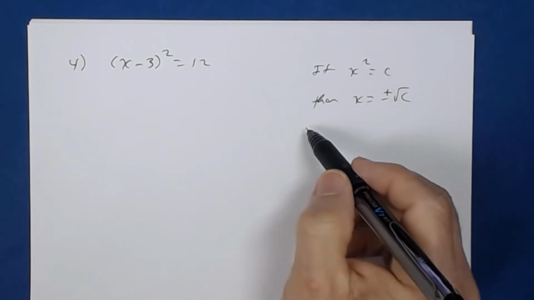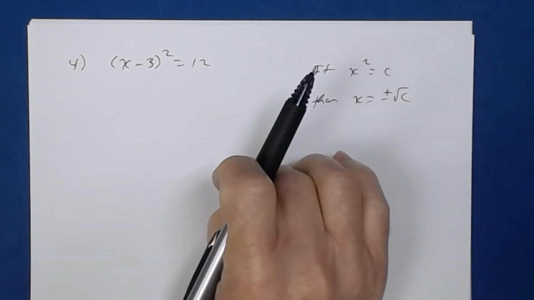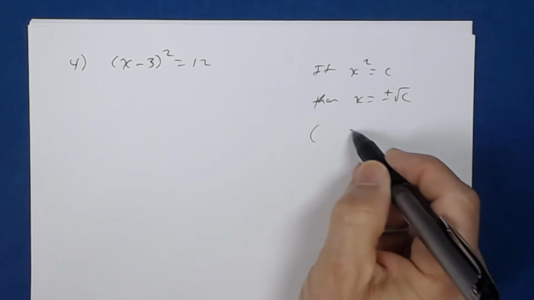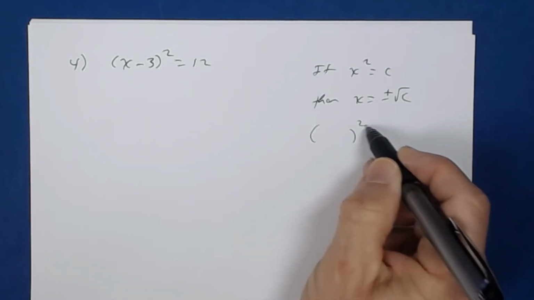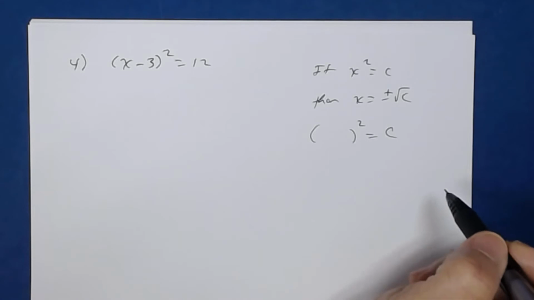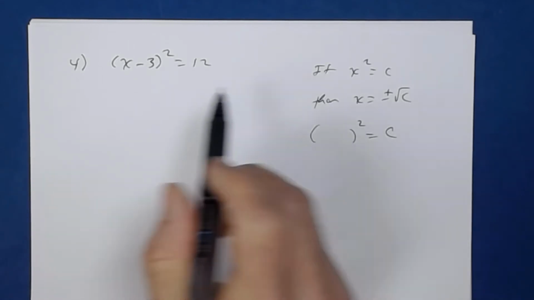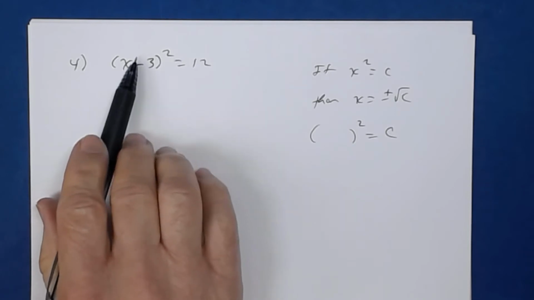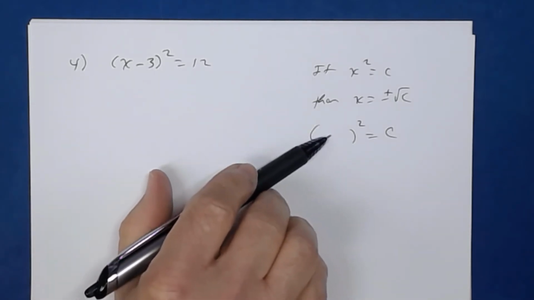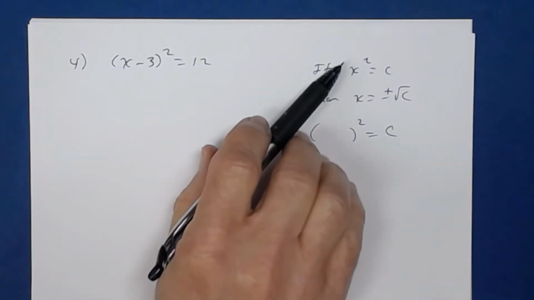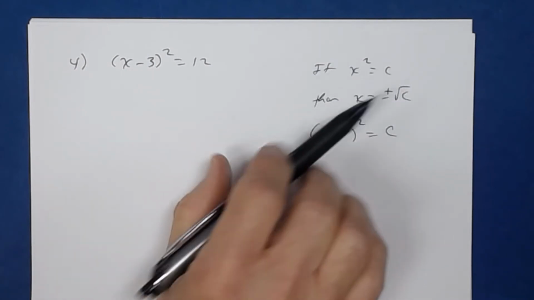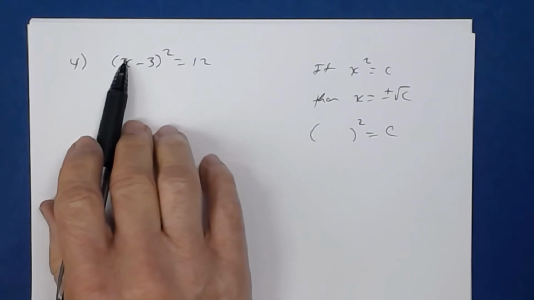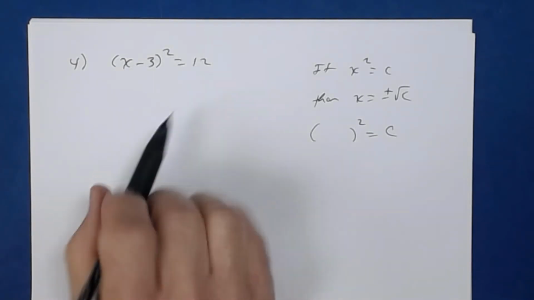You take the square root of both sides. But remember, you can expand this property a little bit further: if you have some expression squared equal to a constant, then that same thing applies. You may say, well, I don't see an x squared here, I see an x minus 3. It doesn't matter. It's still some expression squared equal to a constant, so take the square root of both sides. And I have that here.